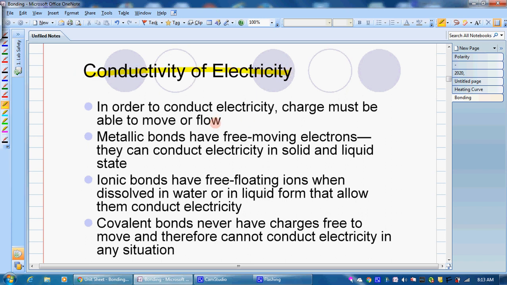Electricity: for this to happen, charge has to be able to move. In metals, where those free electrons are, electricity is conducted very, very easily. You should know that when metals are solid, or actually in the liquid state too, they can conduct electricity very well, because of those free moving electrons. Ionic bonds, when they're dissolved in water, meaning their ions are broken apart, can conduct too. Covalent bonds are never going to conduct electricity because they don't have any ions.